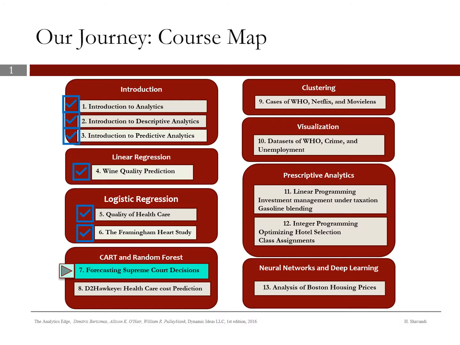On the course map, we are done with introduction, linear regression, and also application of logistic regression. Now we are in the category of CART, classification and regression trees, and also random forest methods. In this category, we will have 2 cases in lectures 7 and 8. So now we are in lecture 7, and we are going to apply the CART and random forest methods to forecast the Supreme Court decisions.